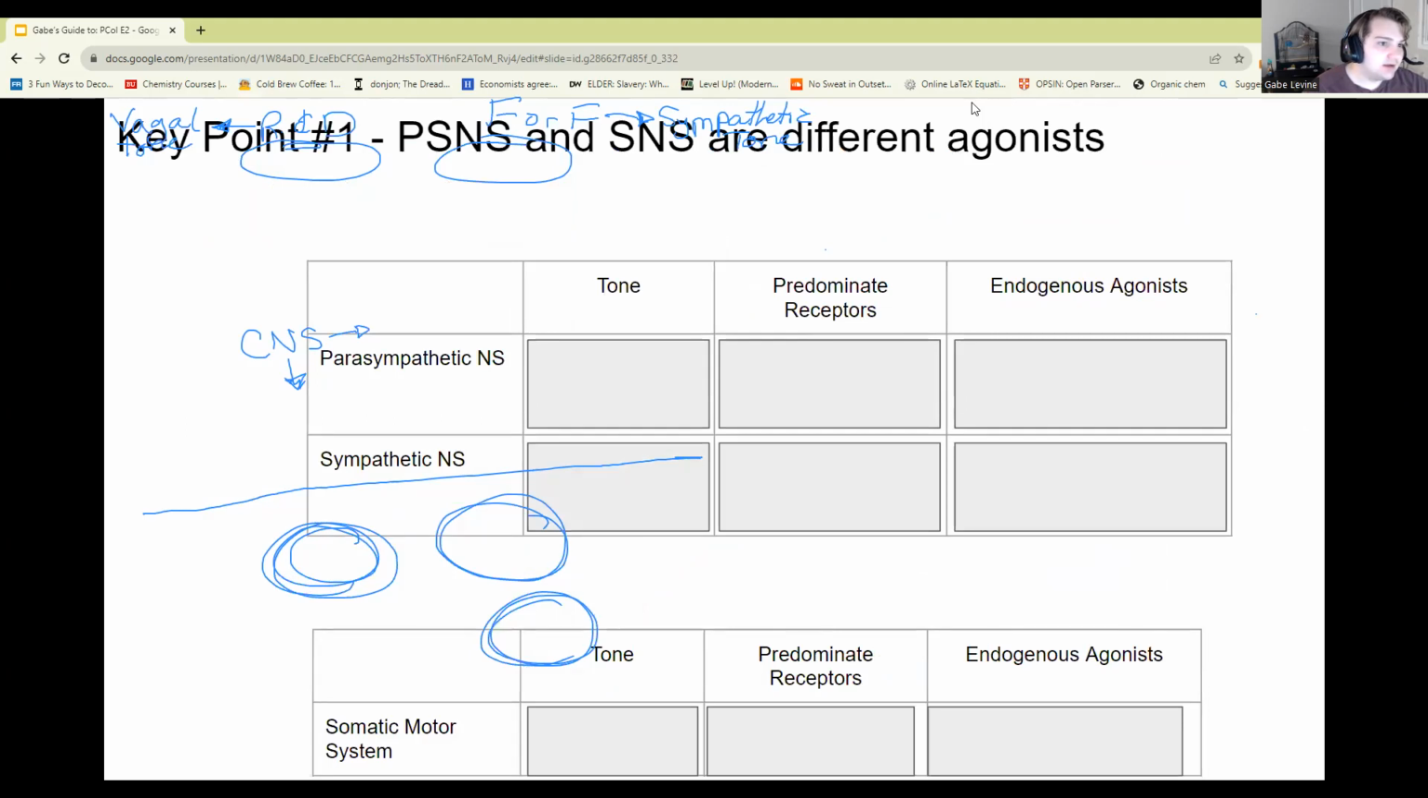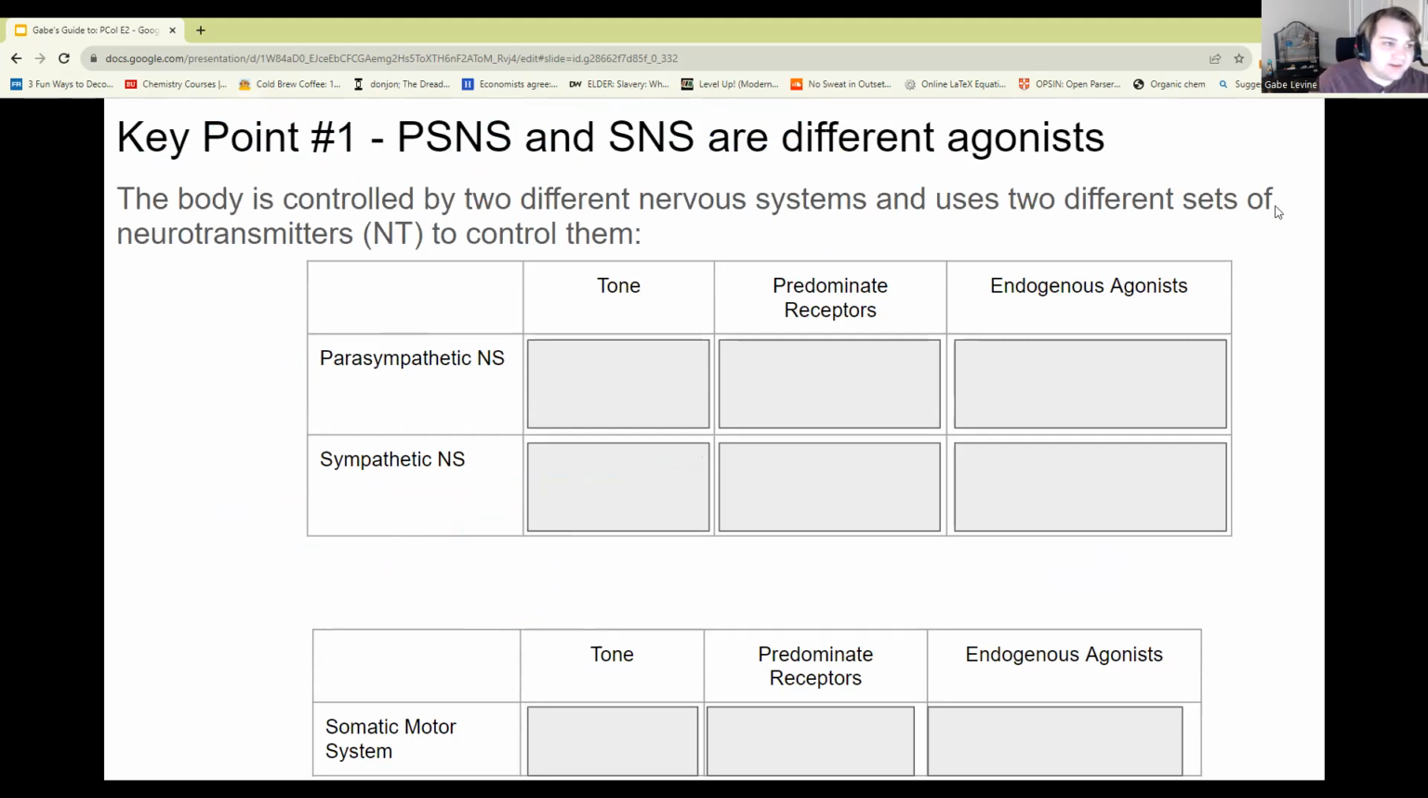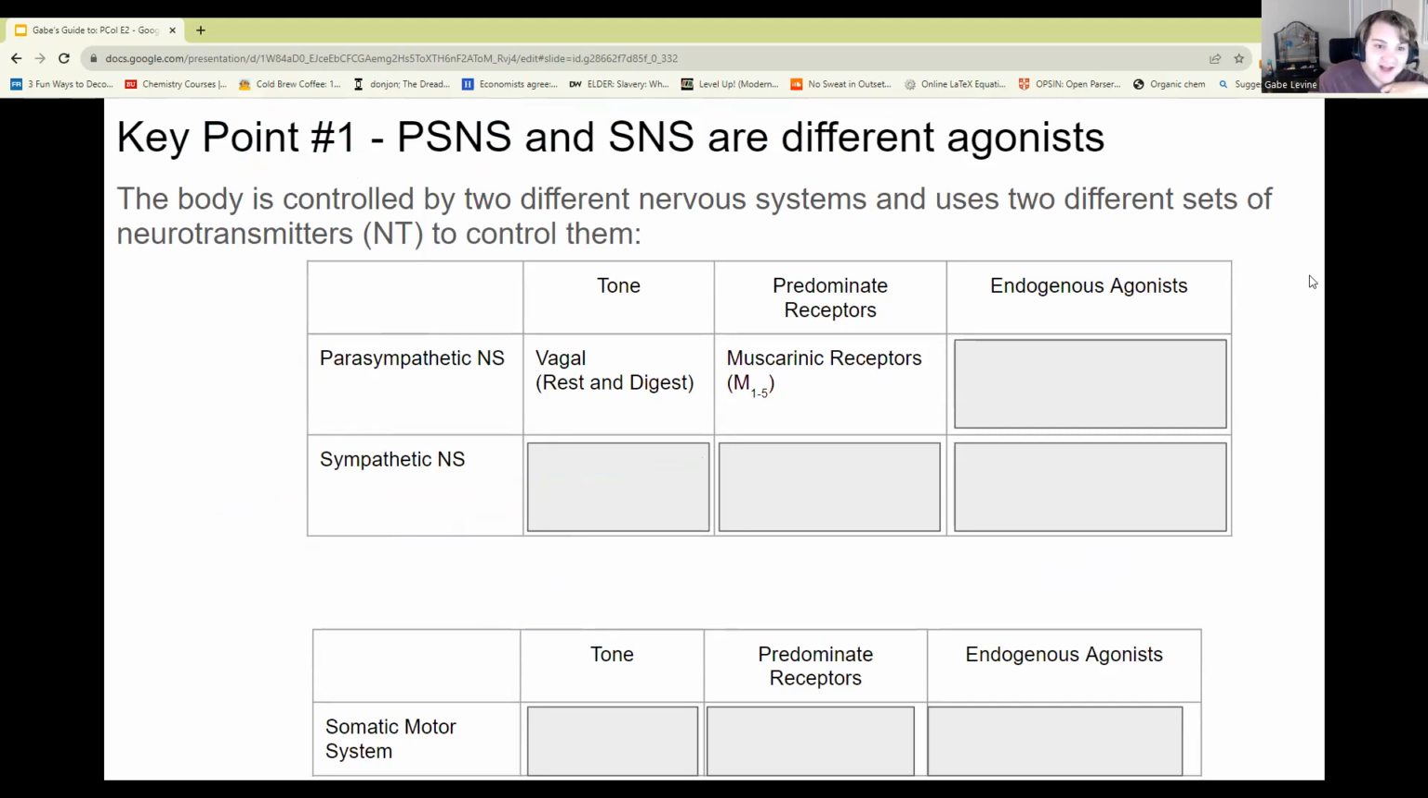So let's look at the different kinds of drugs. Like we said, two different nervous systems, so we have two different sets of neurotransmitters to control them. When we have vagal, rest and digest, the predominant receptors are going to be muscarinic, 1 through 5.